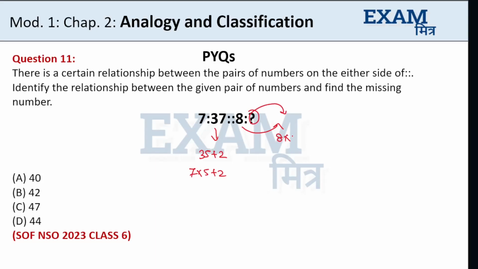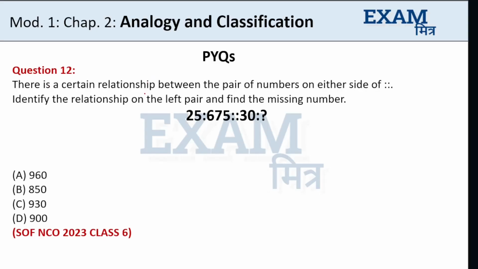8 into 5 plus 2. Like here, we multiplied 5 with 7 and then added 2. Similar way, we will multiply 5 with 8 and then add 2 to get the next number, and it must be 42. So the answer must be 42. Okay, let's move to the next question. Question number 12. It was asked for class 6 in the year 2023 in the exam of NCO.